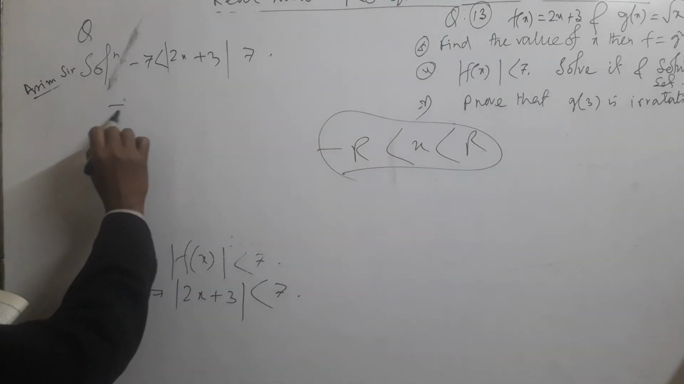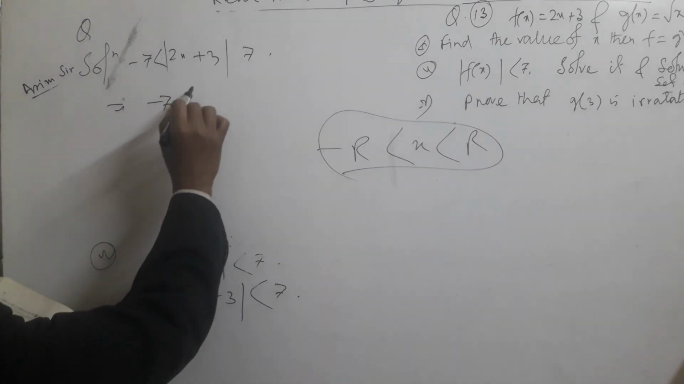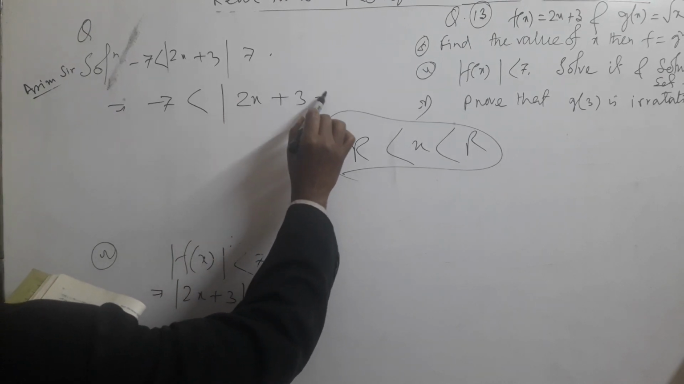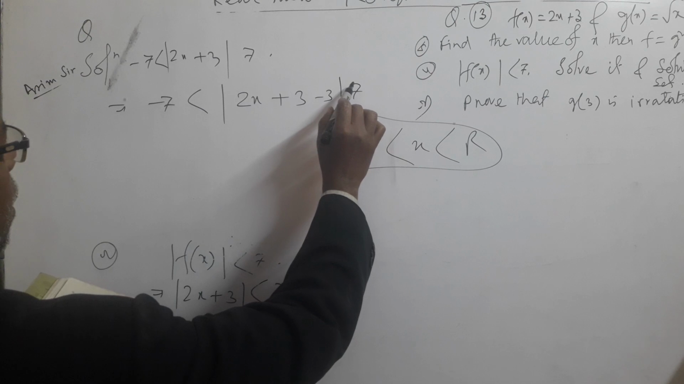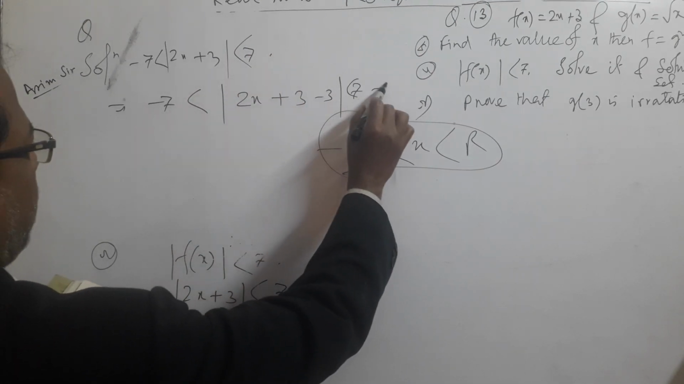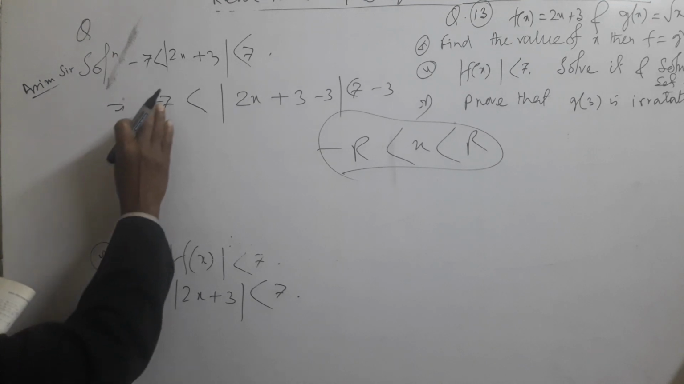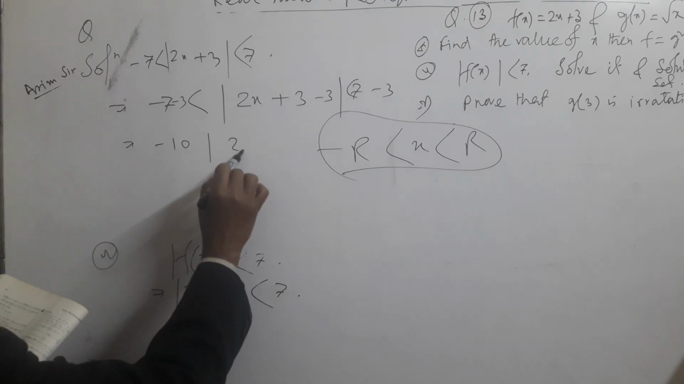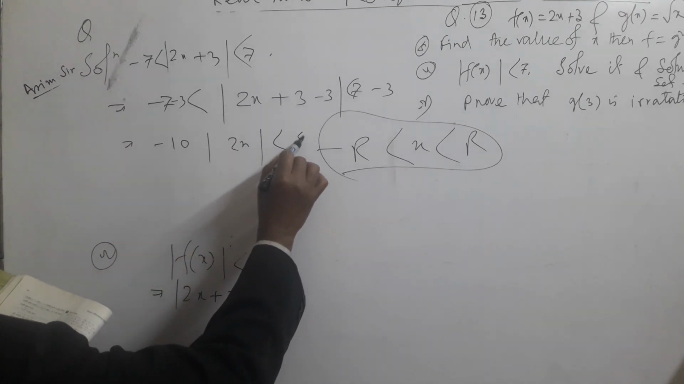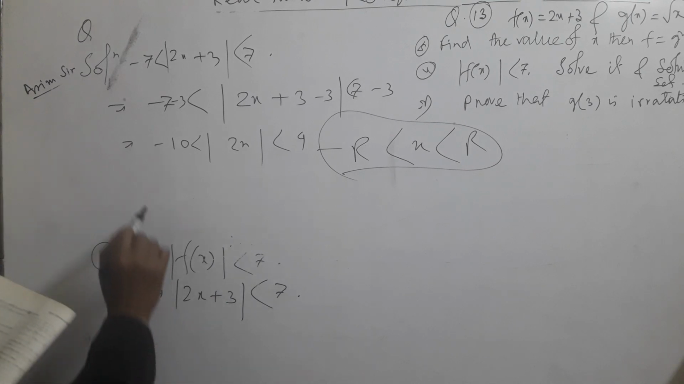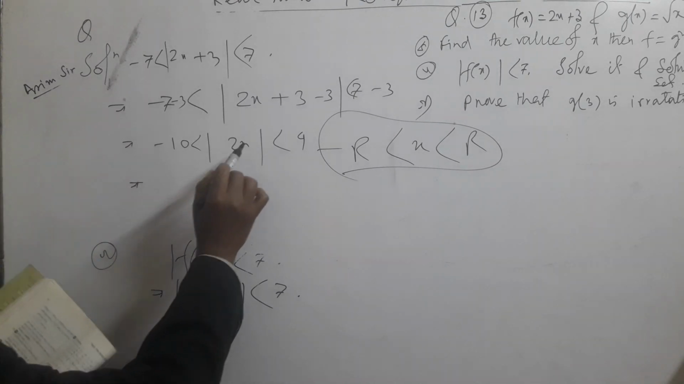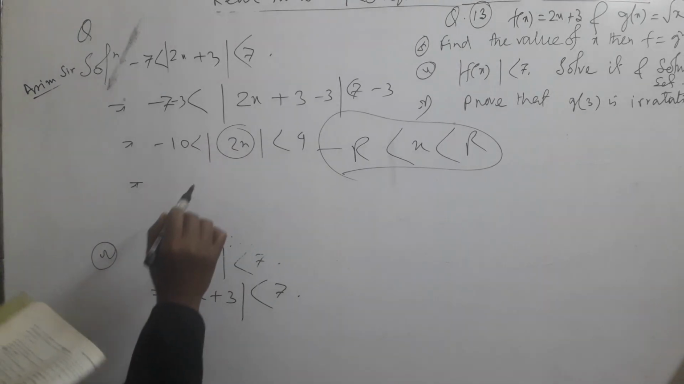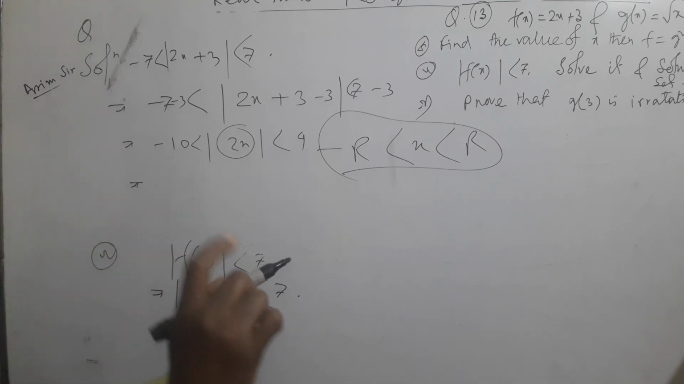So we have minus 7 minus 3 is less than 2x is less than 7 minus 3. That implies minus 10 is less than 2x is less than 4. So we have to clear this maths. The coefficient of x is 2.